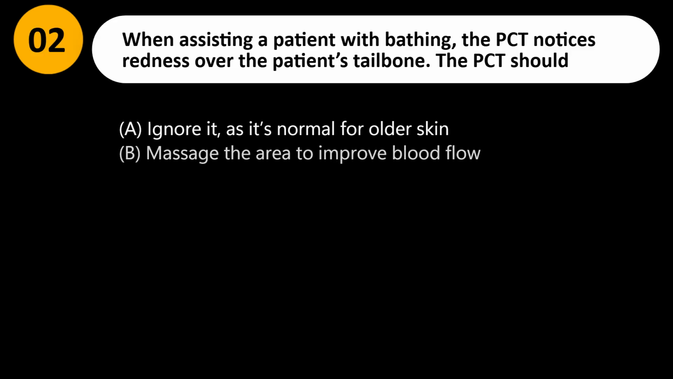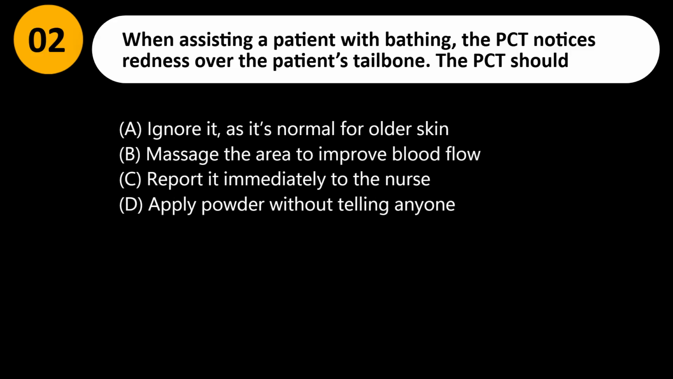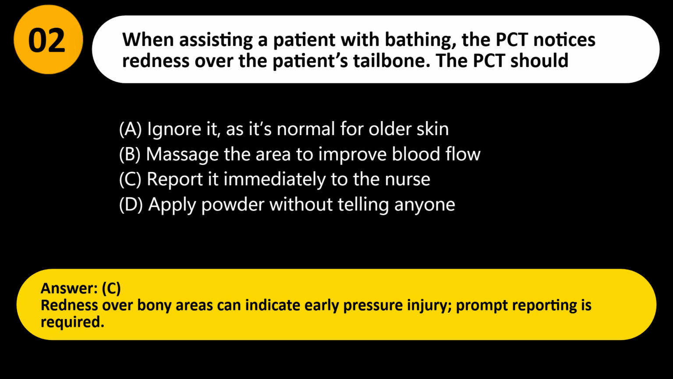When assisting a patient with bathing, the PCT notices redness over the patient's tailbone. The PCT should: A. Ignore it, as it's normal for older skin. B. Massage the area to improve blood flow. C. Report it immediately to the nurse. D. Apply powder without telling anyone. Answer: C. Redness over bony areas can indicate early pressure injury.